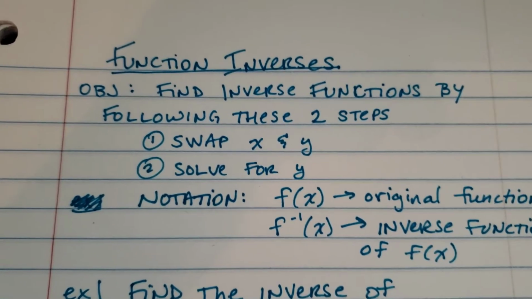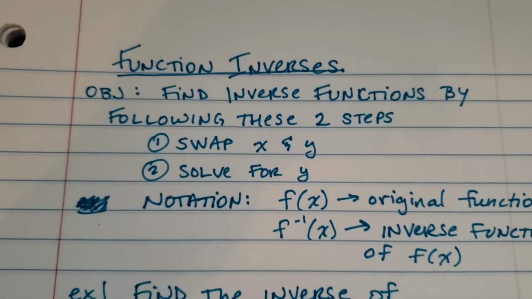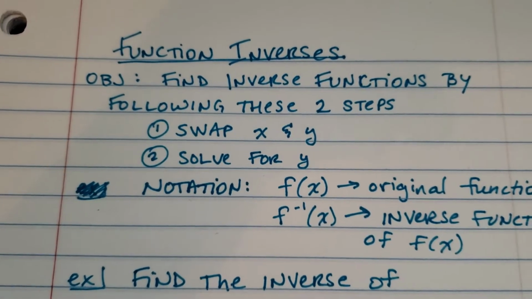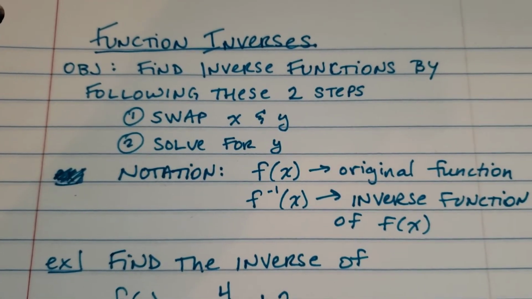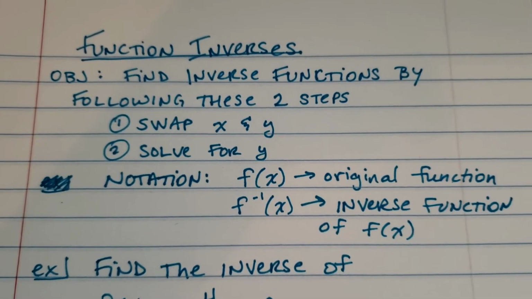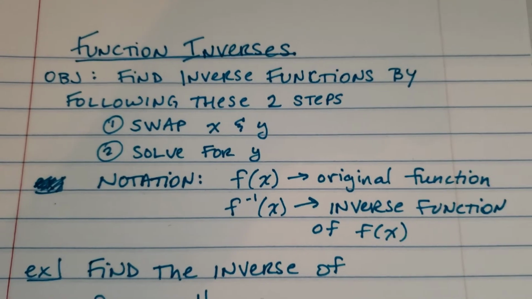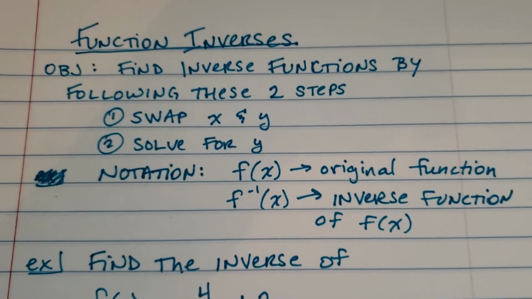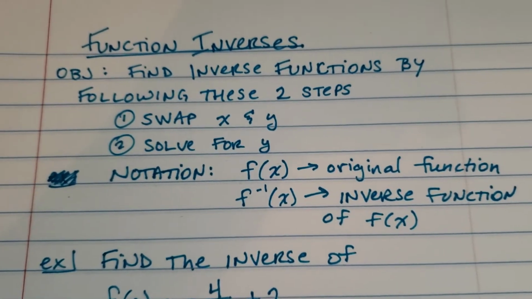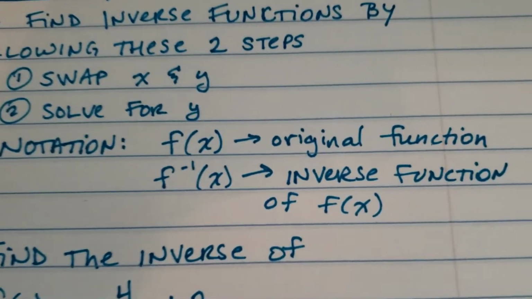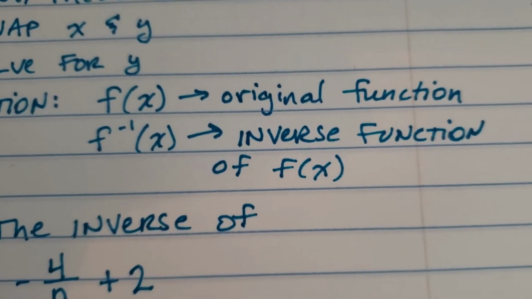For function inverses, this is what your objective is, what your goal is. You're trying to find the inverse function by following two really simple steps. You swap x and y, and then you solve for y. This goes back to Algebra 1, where you had literal equations and you had to solve for a specific variable. This is not brand new, okay? It's just different terminology.